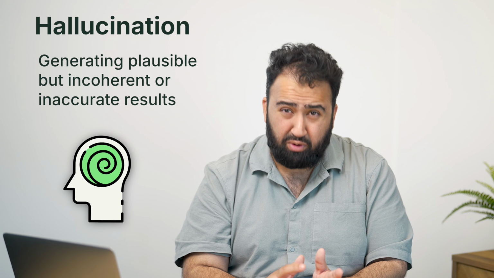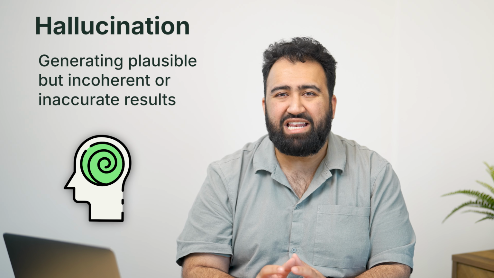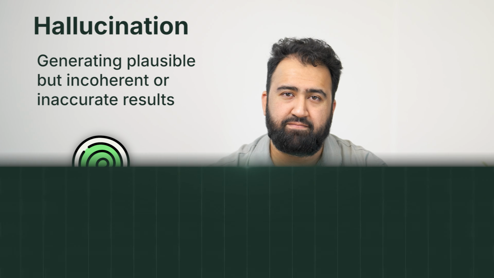On the other hand, one of the major risks of AI scribes is that they exhibit a phenomenon known as hallucination, which is when the algorithm generates text that is plausible but either factually incorrect or incoherent.